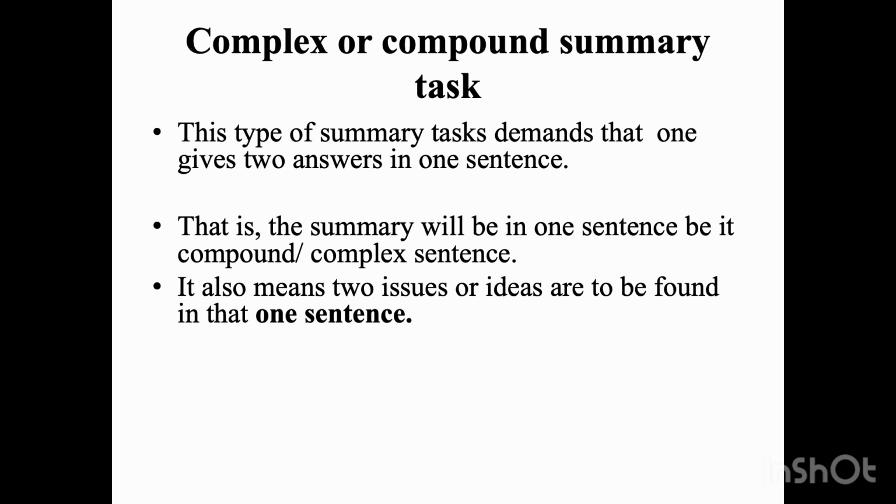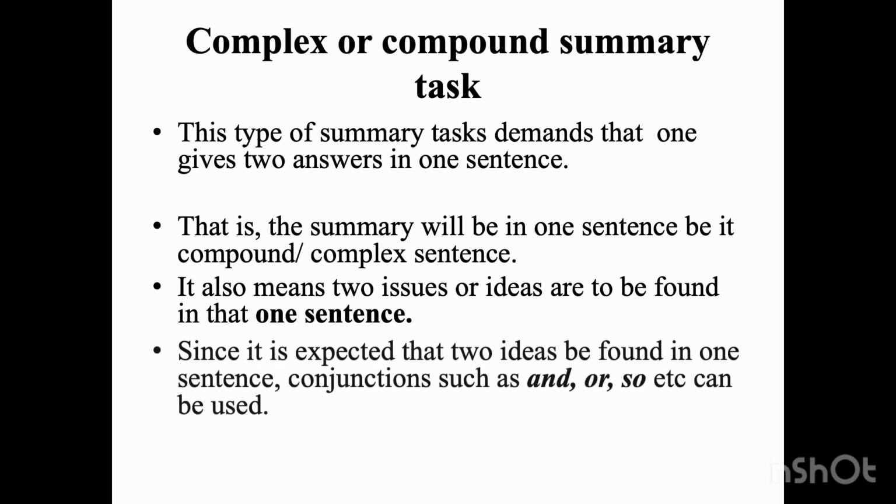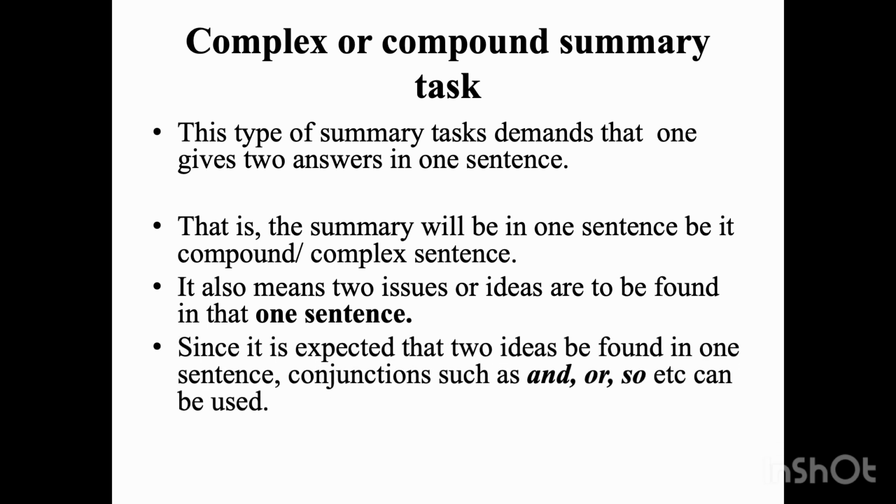Since it is expected that two ideas be found in one sentence, conjunctions such as and, also, etc. can be used. In the simple summary task aspects, we said conjunctions can't be used. But then, in the complex or compound summary task, we are saying conjunctions can be used because in order to present two ideas, one needs to join them in one sentence using a conjunction.